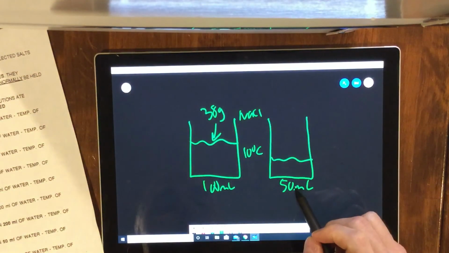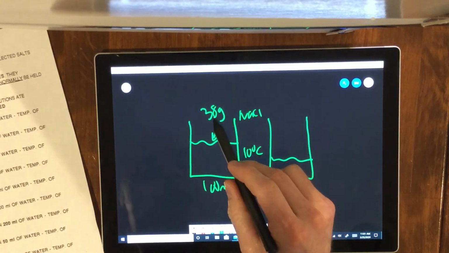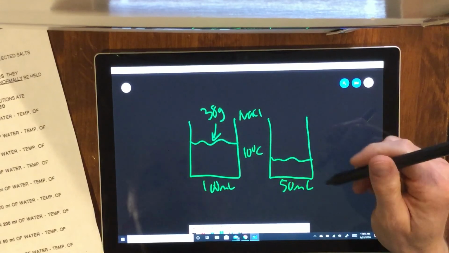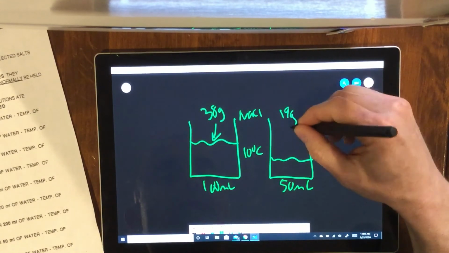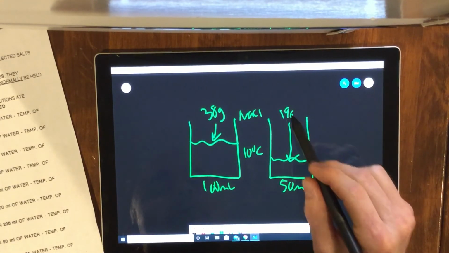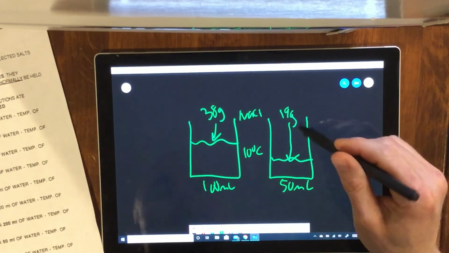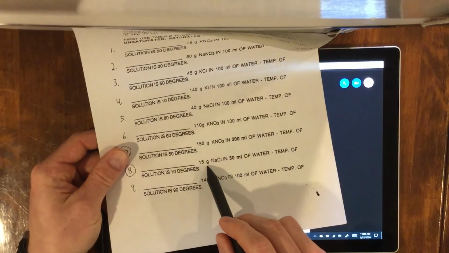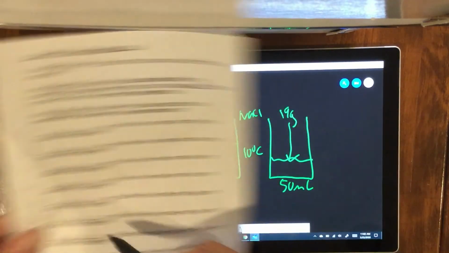Well, if we only have 50, then we cannot add 38. We can add half of that, right? So half of 38 is 19 grams will go in here. So any number above that would be a supersaturated solution. Any number under would be unsaturated. So this question says 15 grams, so that's underneath, so unsaturated again.